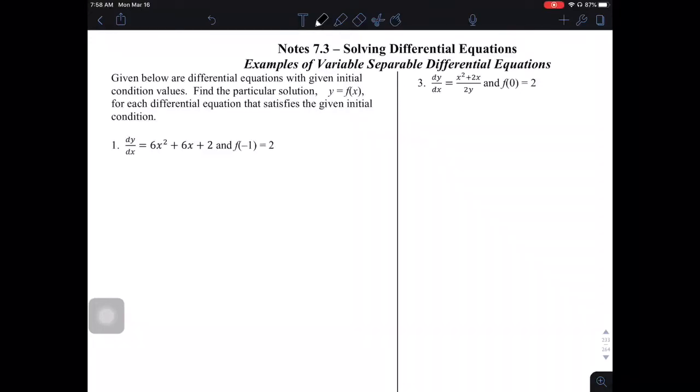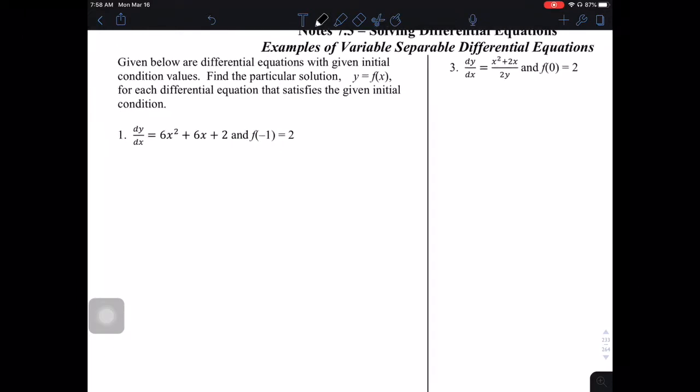This is AP Calculus AB. Note section 7.3, solving differential equations. These are examples of separable differential equations, which means we can successfully separate the variables. There are some problems where you cannot successfully do that.